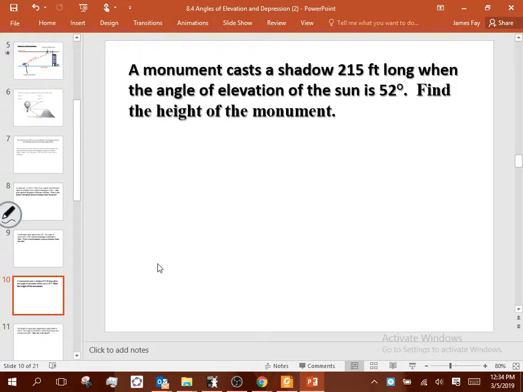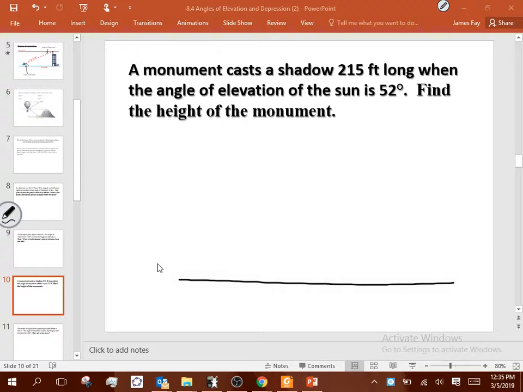When you see these types of questions, so airplane questions, helicopter questions, those types of things are common. Another type of scenario that's common is shadow questions. It's the way that the sun interacts physically with an object to cast a shadow that allows us to find the height of an object pretty easily. Okay, so I've got a monument. It says a monument casts a shadow 215 feet long when the angle of elevation to the sun is 52 degrees. Find the height of the monument.